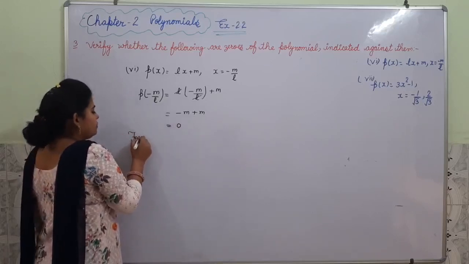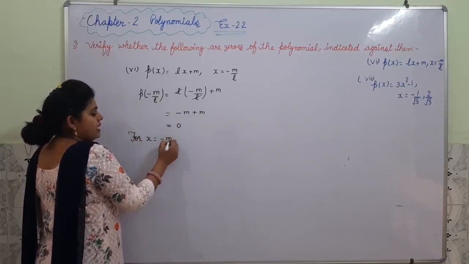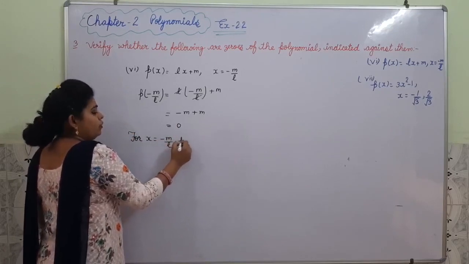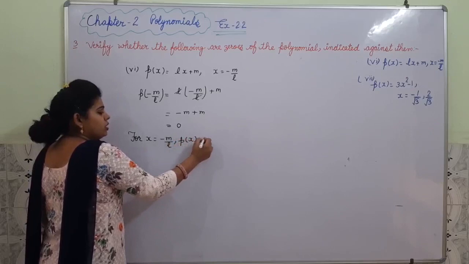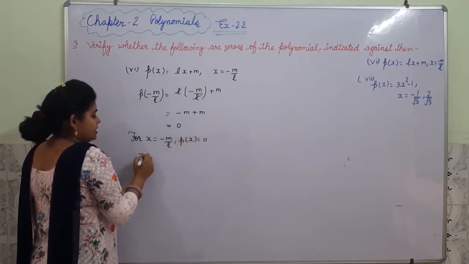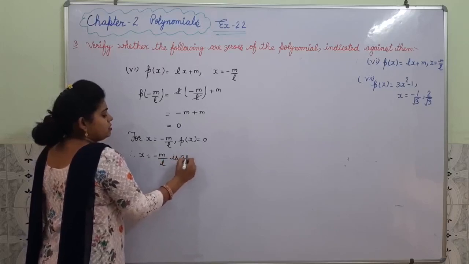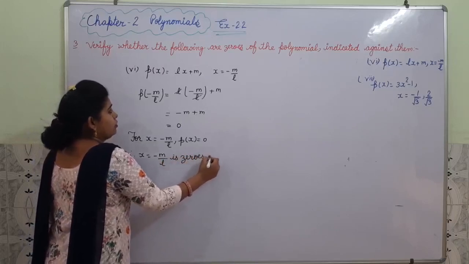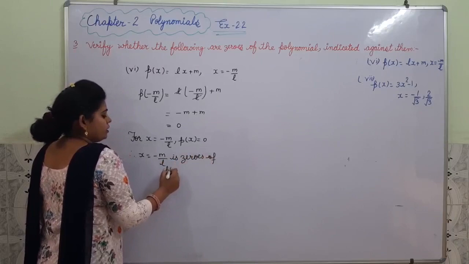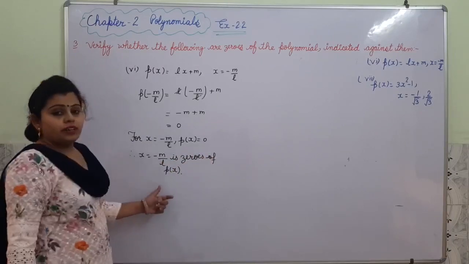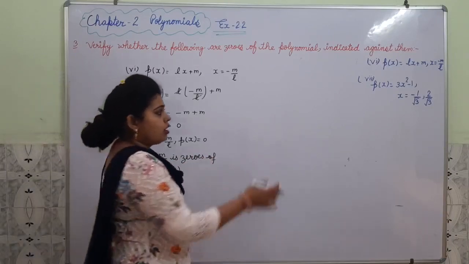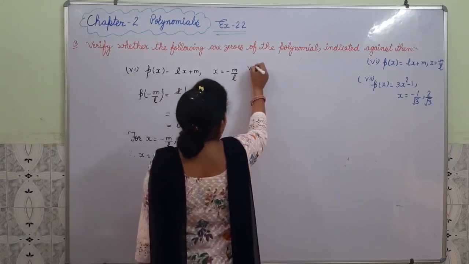So what we will write? For x is equal to minus m by l, P of x is 0. So x is equal to minus m by l is zero of P of x. It is our sixth part. Now come to its seventh part.